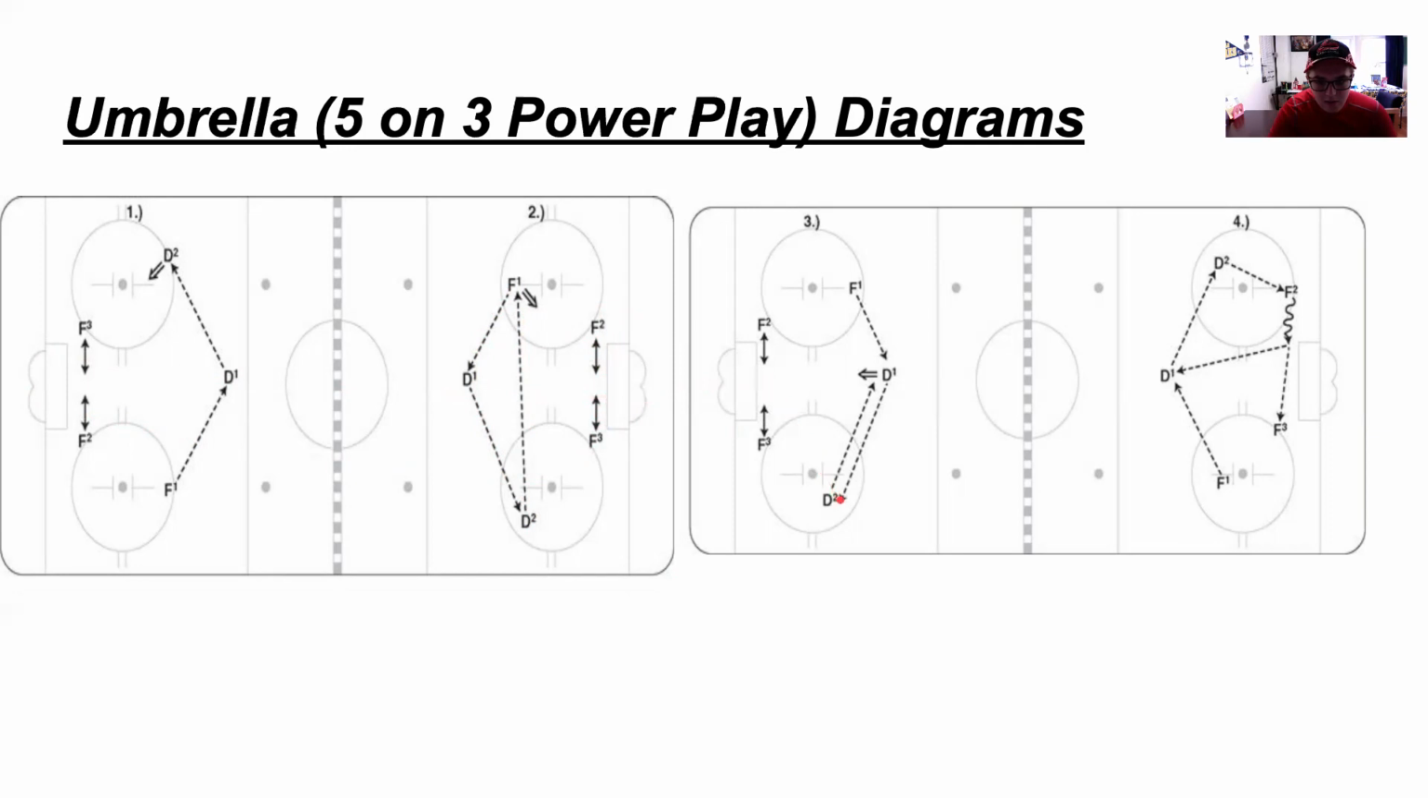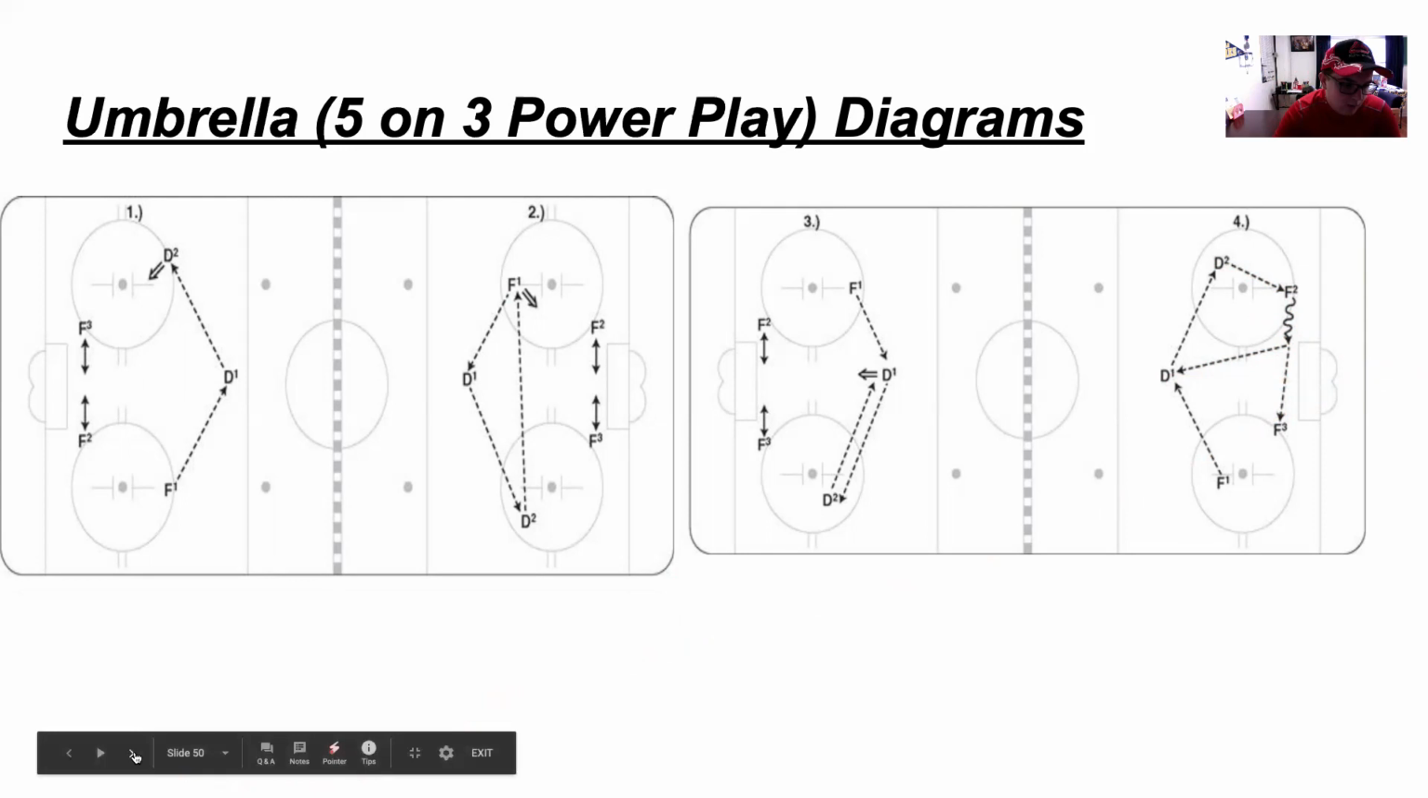In this scenario, F1 is going to pass to D1, who passes back to D2, and then D2 will pass back to D1, who will take a one-timer. F2 and F3 are in front of the net looking for a rebound. F1 will pass to D1, who passes back to D2. D2 will pass to F2. F2 will skate in and either pass to F3, or pass back to D1 and then shoot. So there's a bunch of plays here we can use.